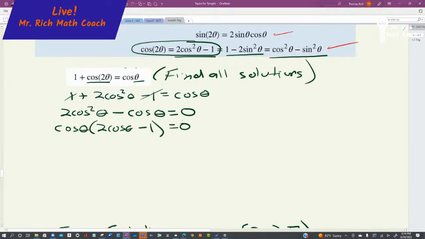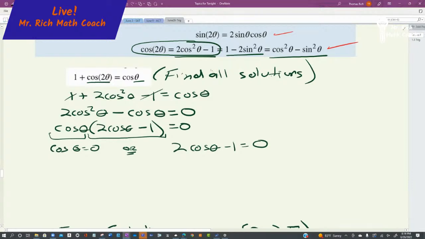And anytime that I am solving a quadratic equation and I end up factoring it, I'm going to use my zero product rule that says that if I've got two things multiplied that are equal to 0, then either one of them has to be 0. So I solve this by saying cosine theta is equal to 0, and 2 cosine theta minus 1 is equal to 0. It's basically an or. My equation that I'm solving is going to be true when either of those two equations are true.